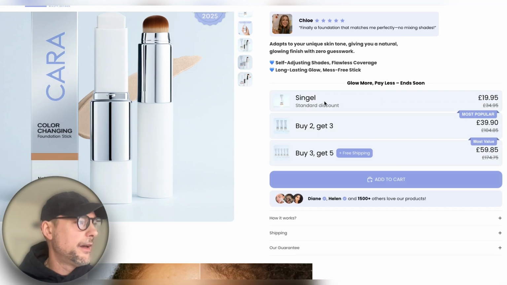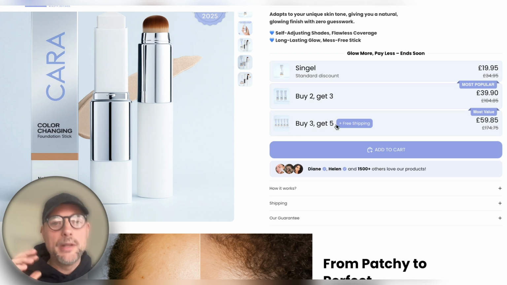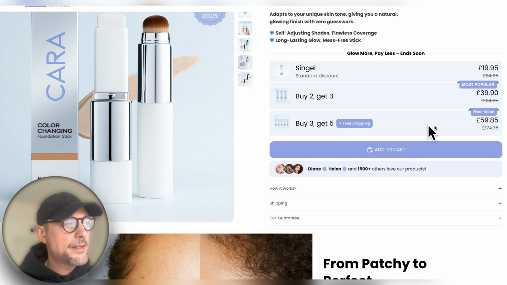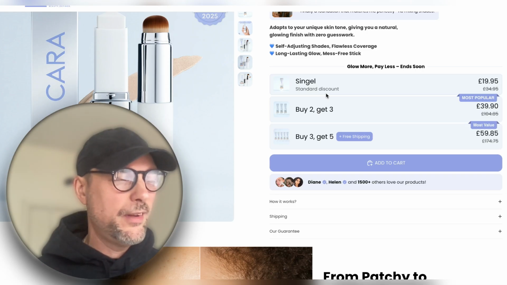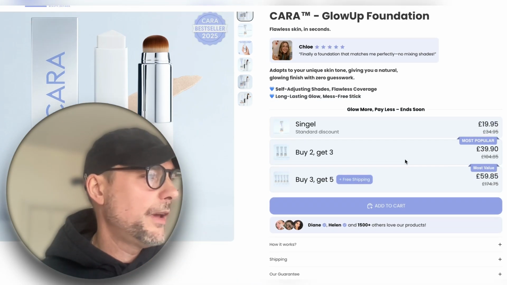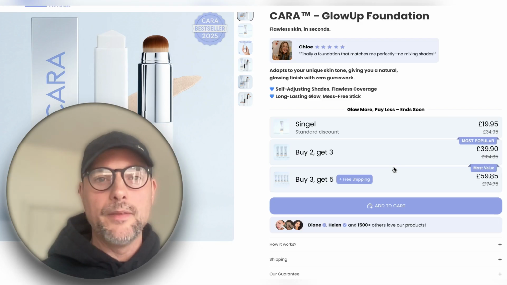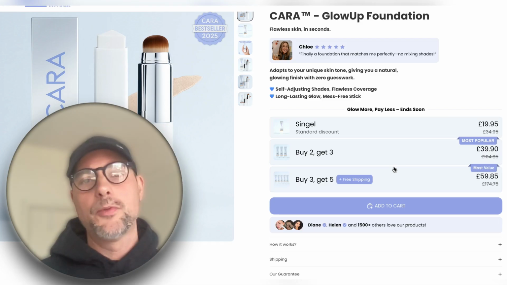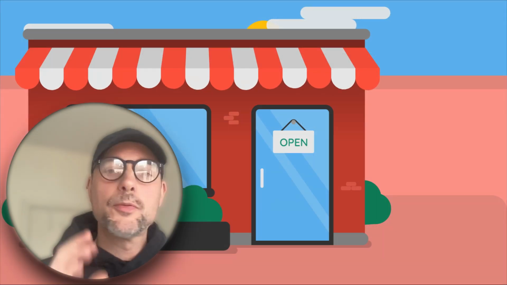You have a single here, standard discount. Then you have buy 2 get 3, and you have buy 3 get 5 with free shipping. So that's of course the most value, and here we have put this is our most popular. So we are putting it for our customer like you're almost stupid if you buy one. So a real good offer is very important with some urgency, and the most important thing is of course that your offer gives value to the customer. And of course your offer should speak to your product.